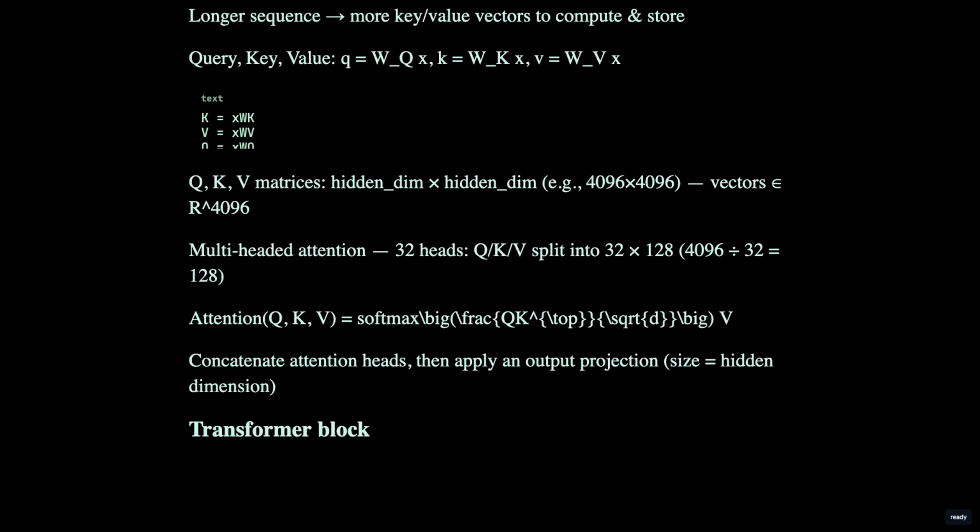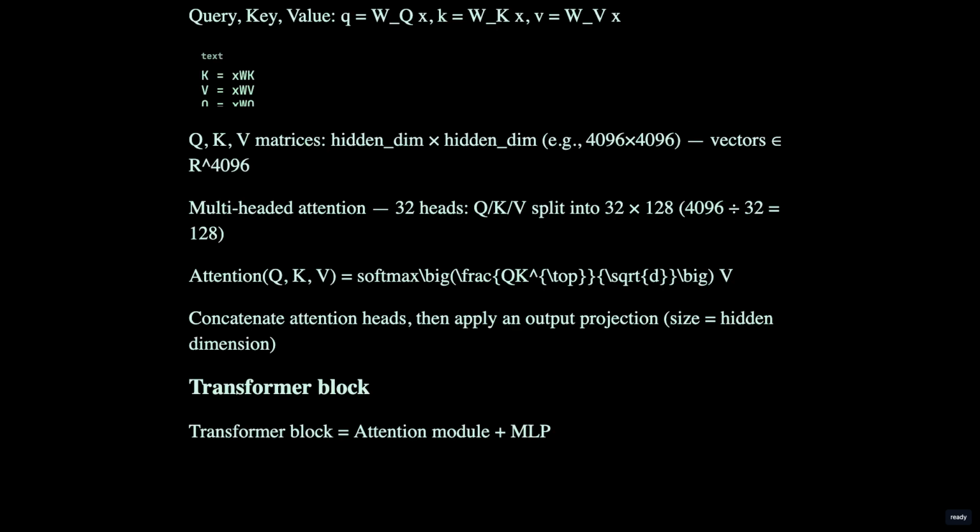Now, we'll examine the transformer block, the core computation unit used in transformer models. I'll outline its main components: self-attention, the feed-forward network, residual connections, and layer normalization, and explain why each matters.